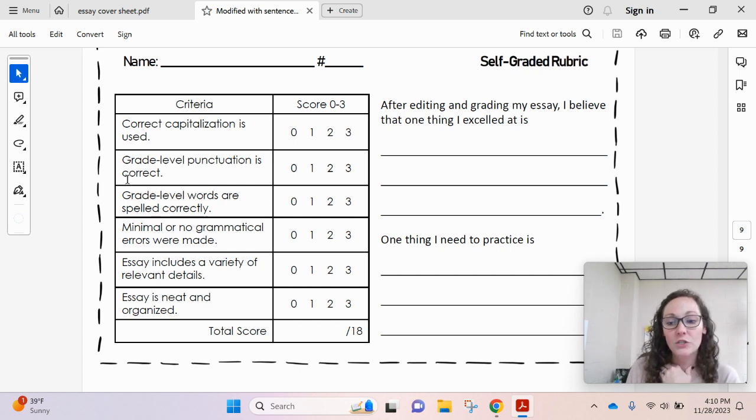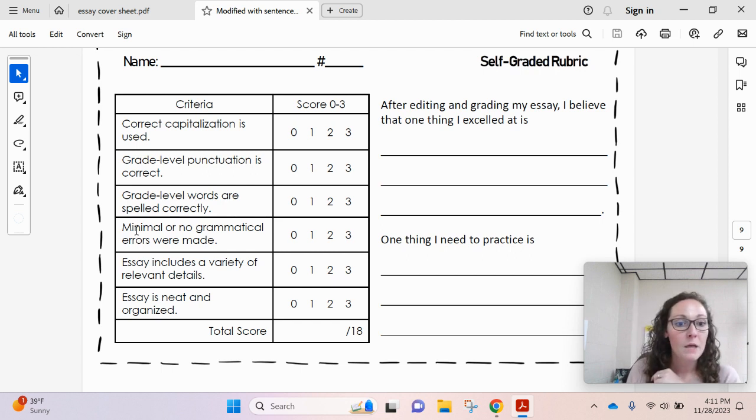Grade level punctuation is correct. So your commas, your periods, question marks, exclamation points, that's punctuation. Grade level words are spelled correctly. So once again, did I spell everything correctly? If you are unsure of how to spell something, please look it up. You've got dictionaries online or you've got books that you can look up.